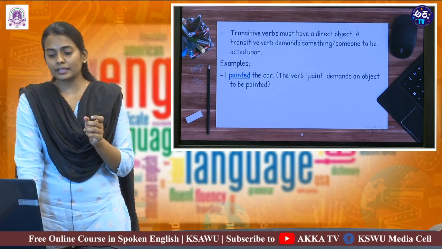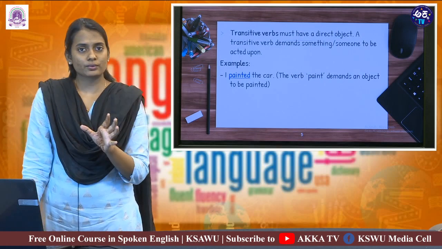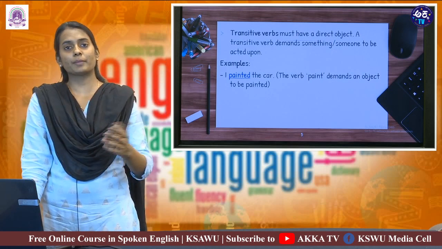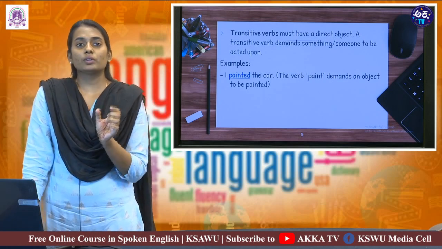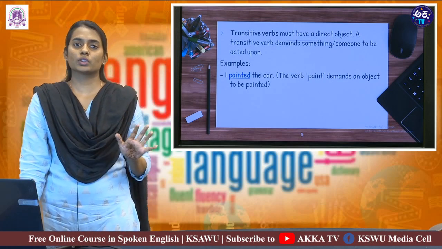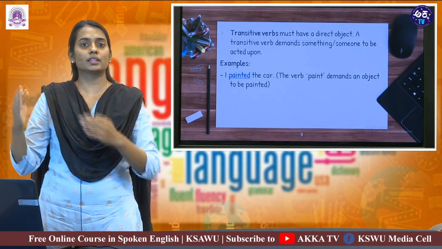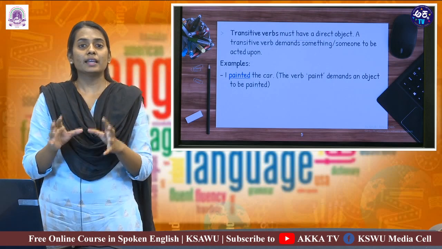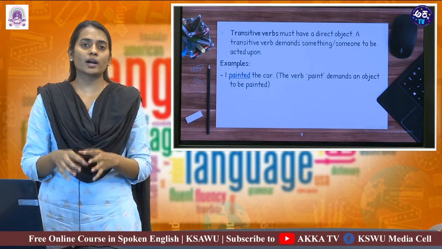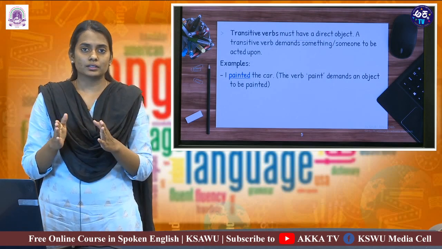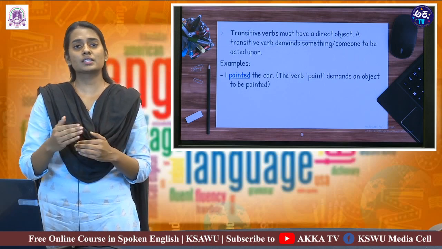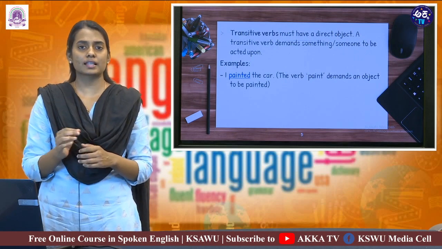Painted is a verb. Okay, painted is in the past tense. If we only say "I painted," we don't know what happened. What did you paint? Did you paint the wall? Did you paint the car? That object is required in the sentence. So these types of verbs are called transitive verbs.